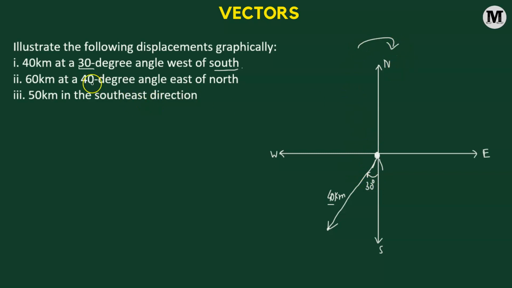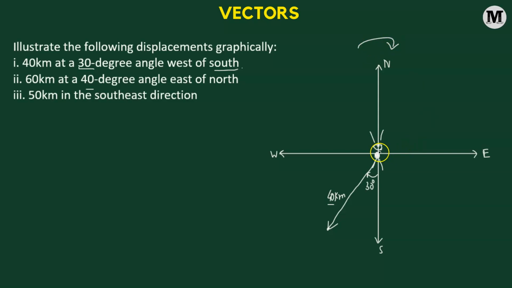Okay, now coming to the second one, 60 km at a 40-degree angle east of north. So let's try to understand it. So what we'll do, let's say here we have our eyes. Now we are facing in the northern direction. Now from the northern direction, we have to go 40-degree towards the east. So if we remember, we have to go 40-degree in the clockwise fashion.